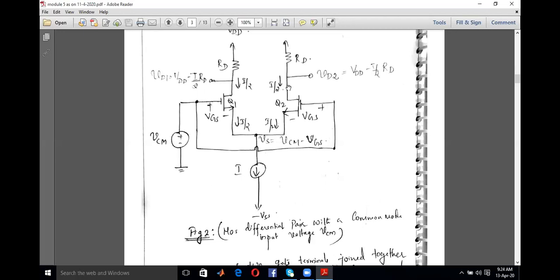But as of now, you just think that the two transistors' drain currents have the same value. You know that the total current is I, so ID1 plus ID2 is equal to I. If the two currents are the same, then obviously I by 2 will be the individual current flowing through Q1 and Q2. So I is your total current.